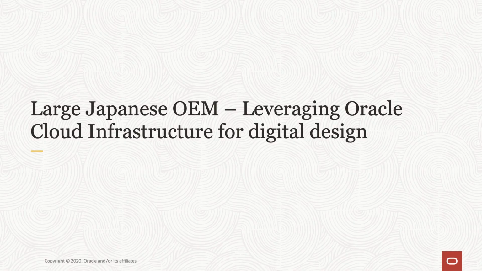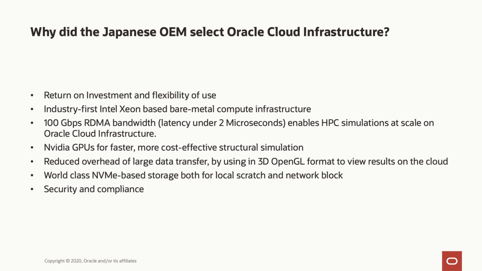Now let's talk about how our customers are using Oracle Cloud Infrastructure for digital product design in the cloud. One such customer is Nissan. Hopefully, you were able to attend main session of this event and saw the video on how Nissan is using Oracle Cloud Infrastructure for their HPC and digital product design needs. To summarize, Nissan selected Oracle Cloud Infrastructure because of both technical and business benefits. They got the return on investment and flexibility of use of HPC resources in the cloud. They were able to take advantage of our secure bare metal HPC shapes to do engineering analysis and post-processing in the cloud as well.